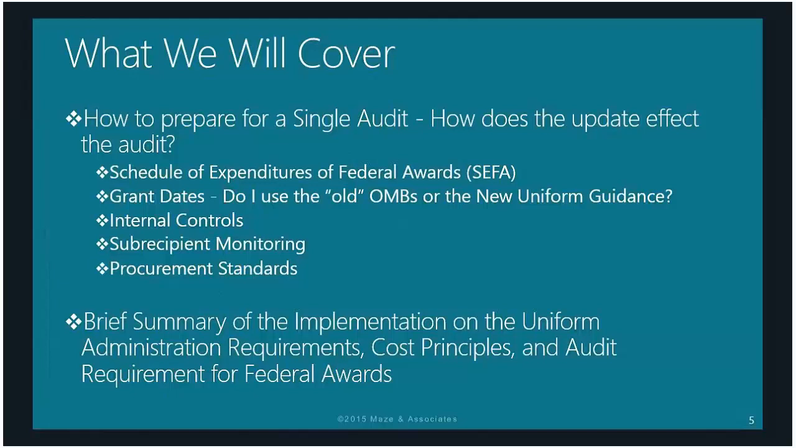So we'll go over the schedule of expenditures of federal awards, also known as the SEFA, and the important grant dates, which will basically answer your question of, do I use the old OMBs or the new uniform guidance? We'll also go over internal controls. No new updates for this topic, but there's more of an emphasis. And subrecipient monitoring and procurement standards. Now these are the biggest changes under the new uniform guidance, so we'll go over that in detail here.